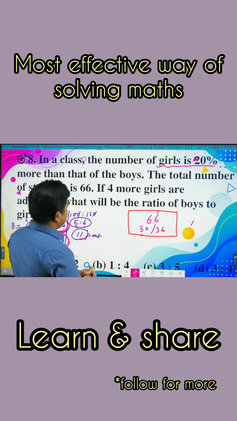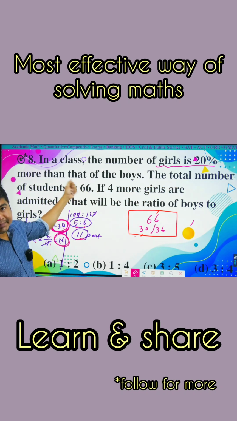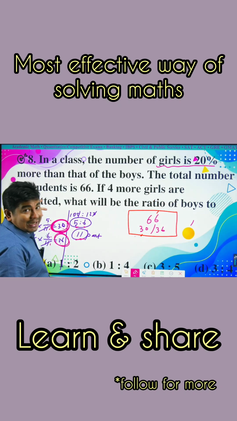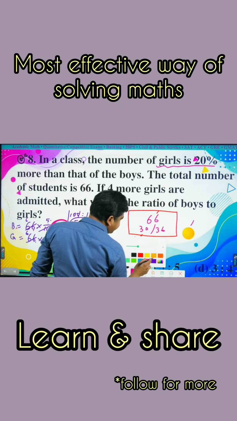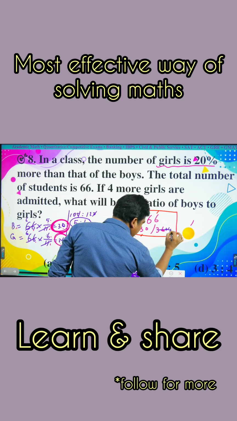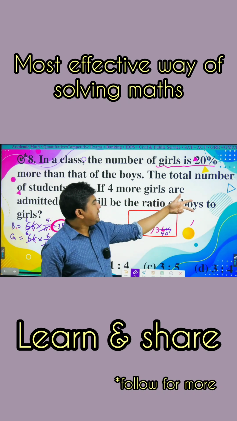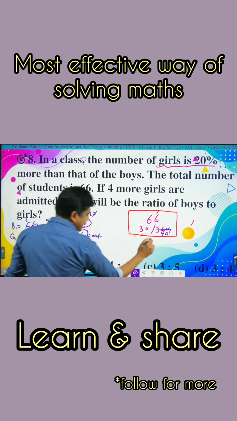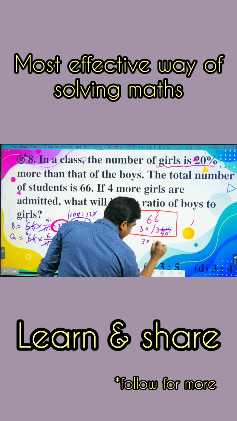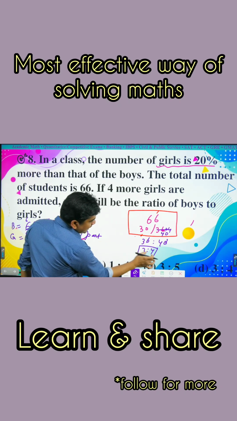Okay, and next it has been said the total number of students is 66. Then if 4 more girls are added, girls will be 36 plus 4, that means 40. What will be the ratio of boys to girls? The boys to girls ratio equals boys will be 30, girls will be 40. That means 3:4 will be the ratio of boys to girls.